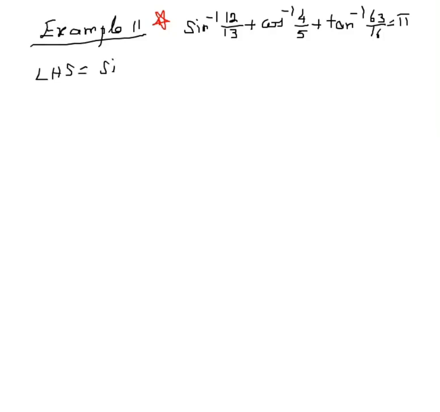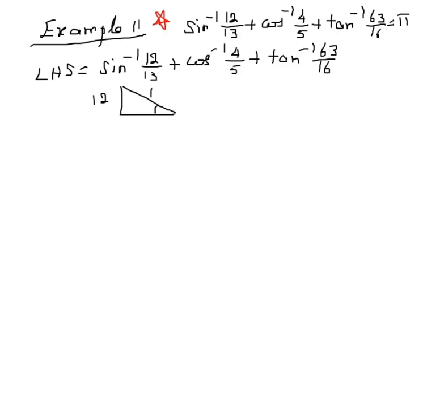Example 11. It is an important question. Show that sine inverse of 12 by 13 plus cos inverse of 4 by 5 plus tan inverse of 63 by 16 equals pi. Let us take the left hand side. We will change them to tan inverse using the triangle method.